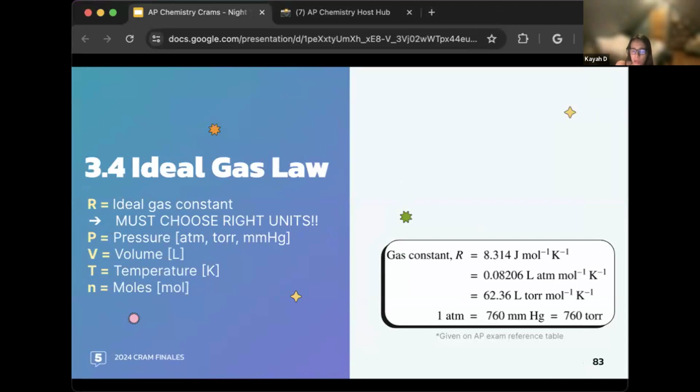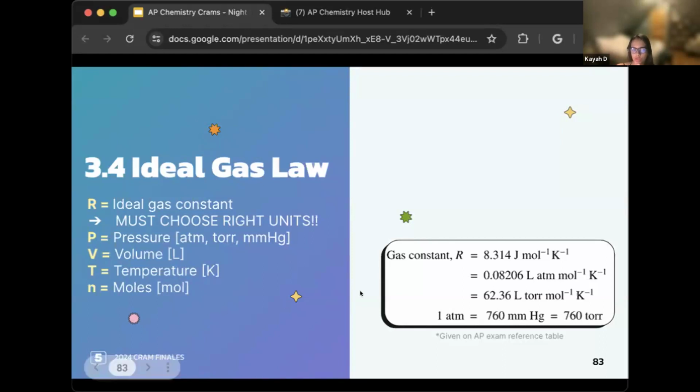Depending on the problem, whether you're dealing with moles, atmospheres, torrs, different things like that, you have to choose the right units for the gas constant. Second, you have your P for pressure, V for volume, T for temperature in Kelvin. Remember, temperature in Kelvin unless they ask you otherwise. And then you have your n, which is moles.